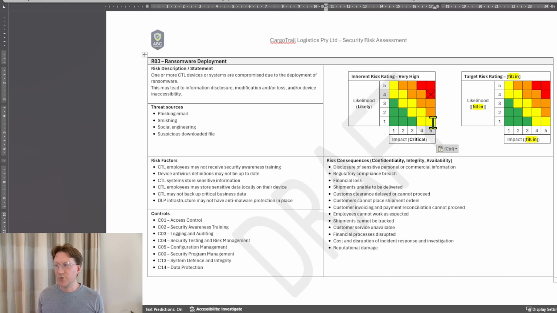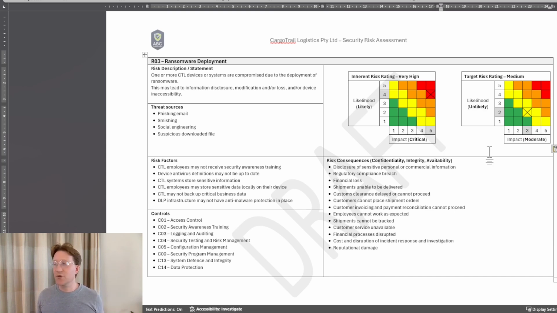And the impact is still critical, though, because if you had an account that was compromised and then used to deliver ransomware into the AWS environment where the DLP is running, then you could shut down the company's systems. This would definitely be critical if we think about it from an operational point of view.